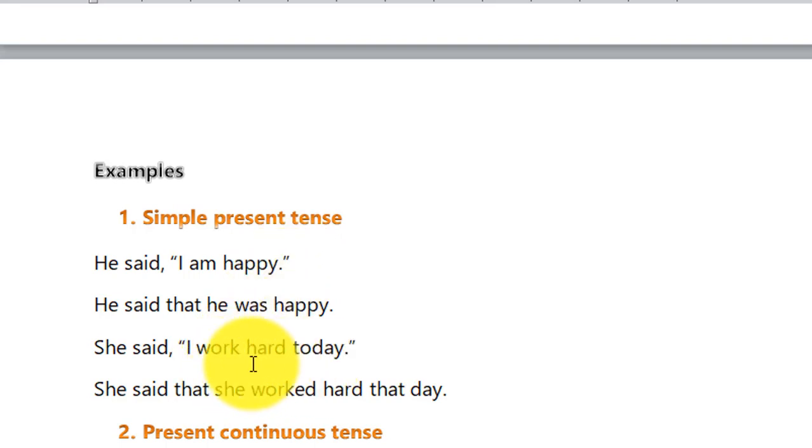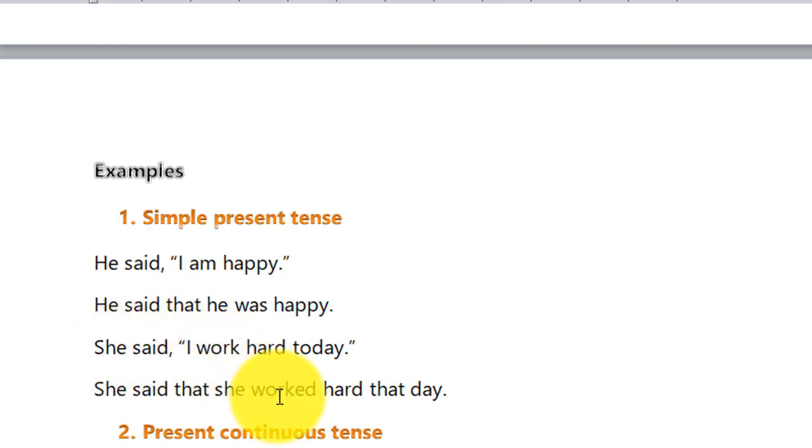"I work hard today." Work is simple present. What we focus on here is the verbs. She said, the speaker here is she. Direct speech here is enclosed in double quotation marks. Look here, I want to show the period inside the double quotation marks. The period or full stop must be inside the double quotation marks; if it is outside, it is a mistake. She said that. The speaker is she, so I can be changed into she. Simple present work can be changed into what? Simple past, worked.